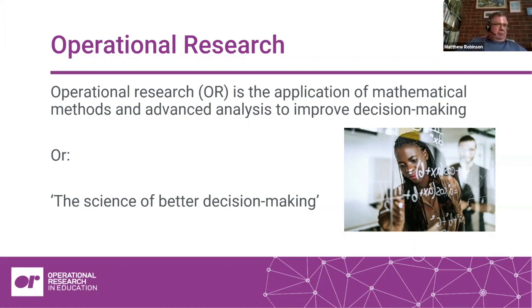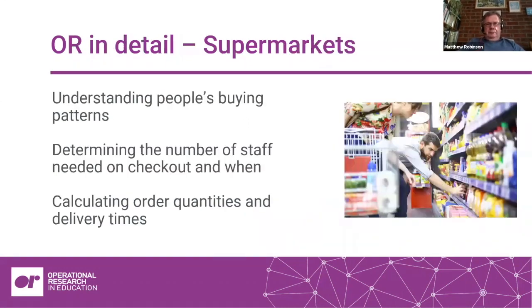So a couple of examples here. Supermarkets. We're all going to supermarkets still, but supermarkets use operational research a lot. They may be looking at things like what products people are buying. What products do people buy together? You may have heard of a term called basket analysis. And this is understanding what products people buy together. Now, why is that important to a supermarket?